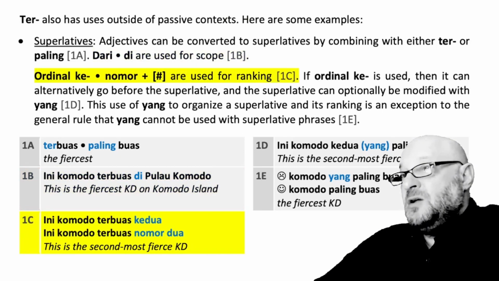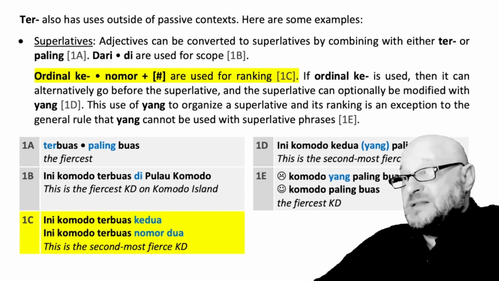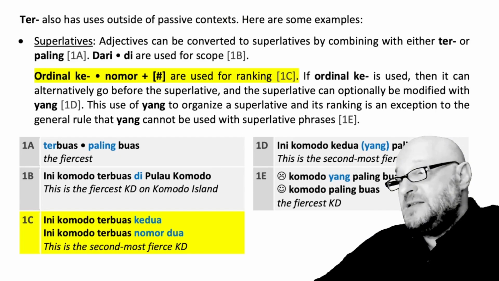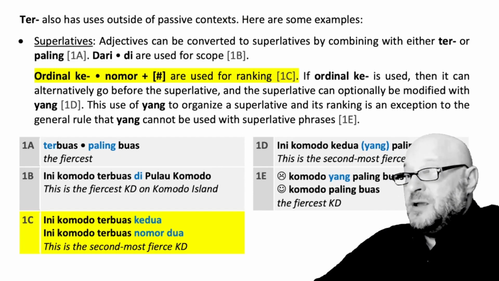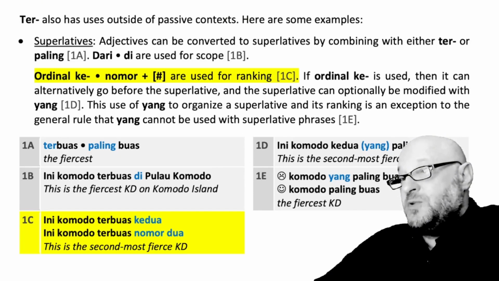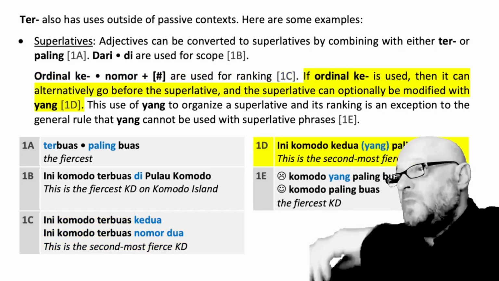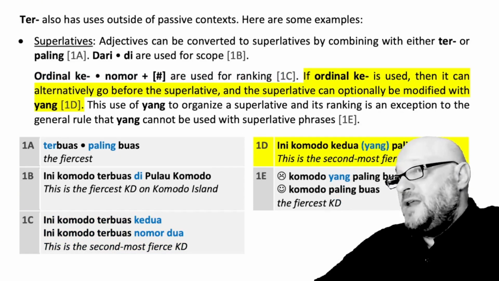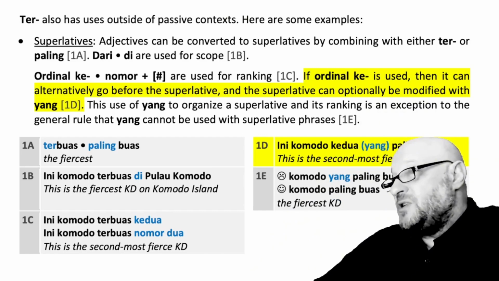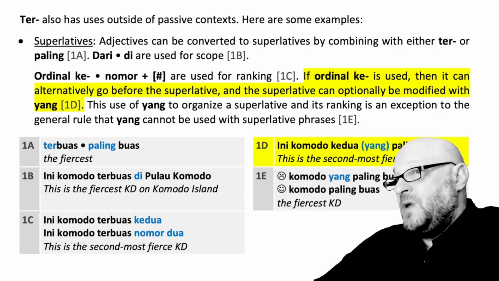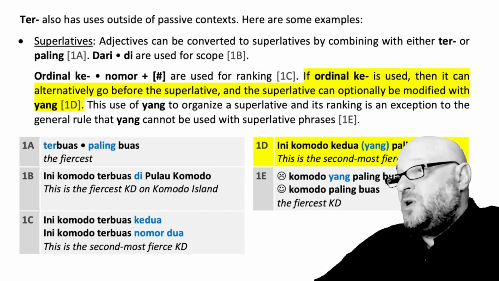Ordinal ke or nomor plus a number are used for ranking. In example 1c, ini Komodo buas kedua. This is the second most fierce Komodo dragon. Can also be expressed as ini Komodo buas nomor 2. If ordinal ke is used, then it can alternatively go before the superlative, and the superlative can optionally be modified with yang. Example 1d, ini Komodo kedua yang paling buas. This is the second most fierce Komodo dragon.